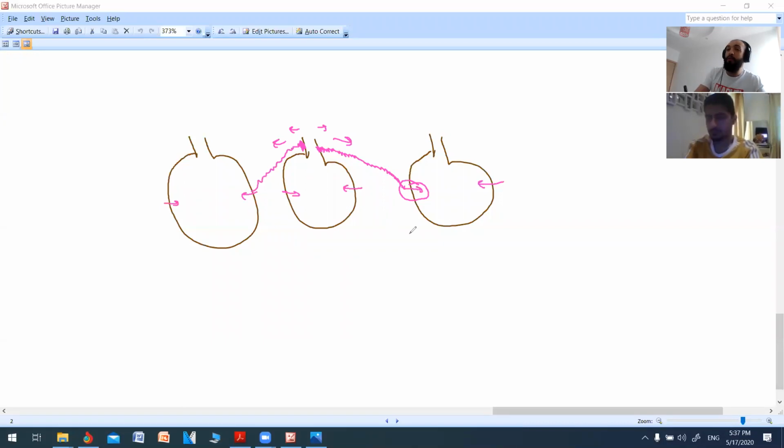Lower. So when the lung volume is high, the recoil is higher. So the radius is high, so the resistance is low. So the volume of the lung changes in the opposite direction with the resistance in the airway. So if you increase the volume of the lung, you actually decrease the resistance in the airway. Is it clear?